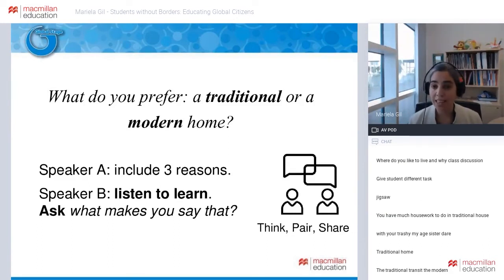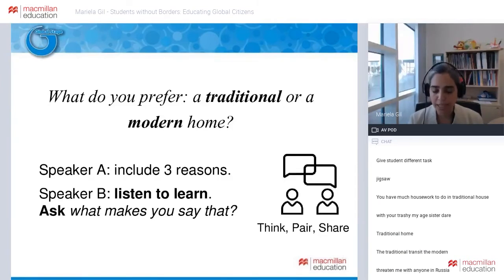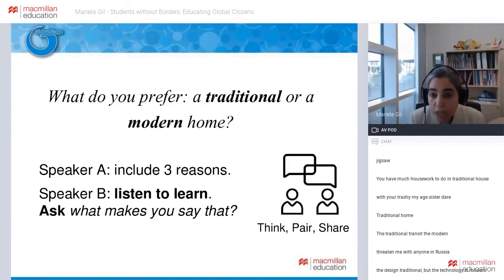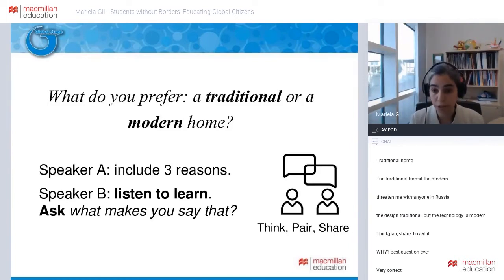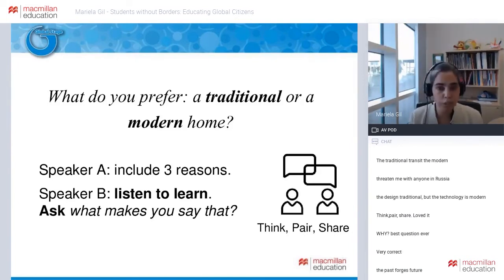What makes you say that is a very good question. It's a visible thinking routine. It's a question that you ask when you want to understand what is underneath somebody's opinion, what is underneath what somebody has said. It's a neutral question. You're not saying that you agree or you disagree. You're just curious. This is a way to listen with curiosity.